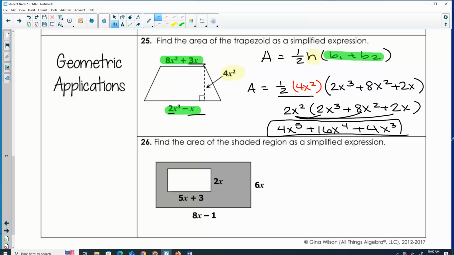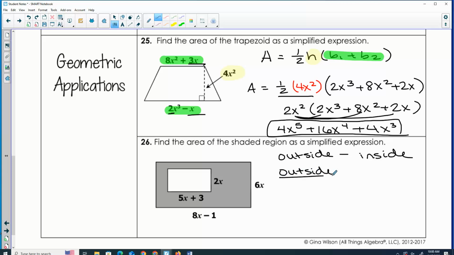Last one. There is going to be one of these on your homework. If I want to find the area of the shaded region, what we're going to do, if I just want to get the shaded part, the easiest option would be to do the outside minus the inside. Find the whole thing and then subtract off that rectangle in the middle.